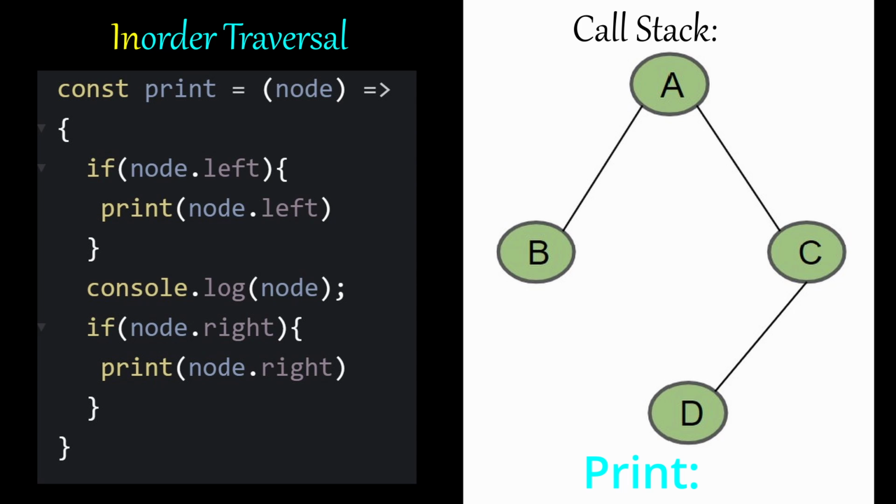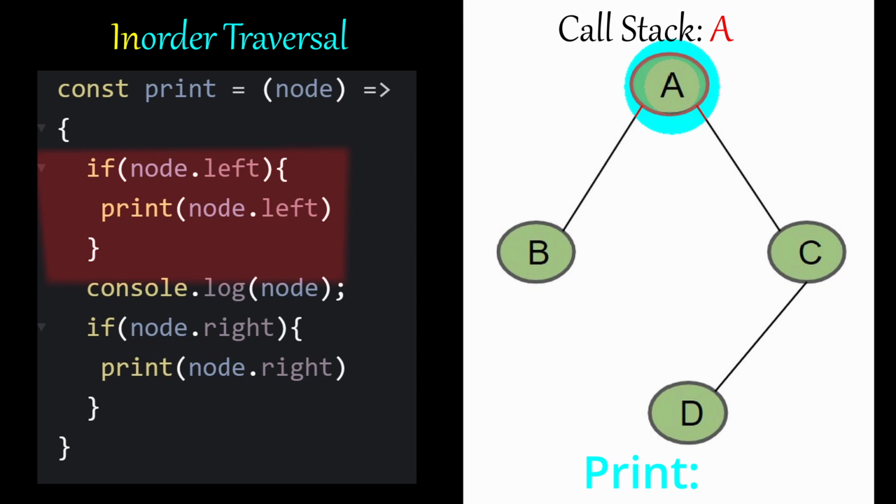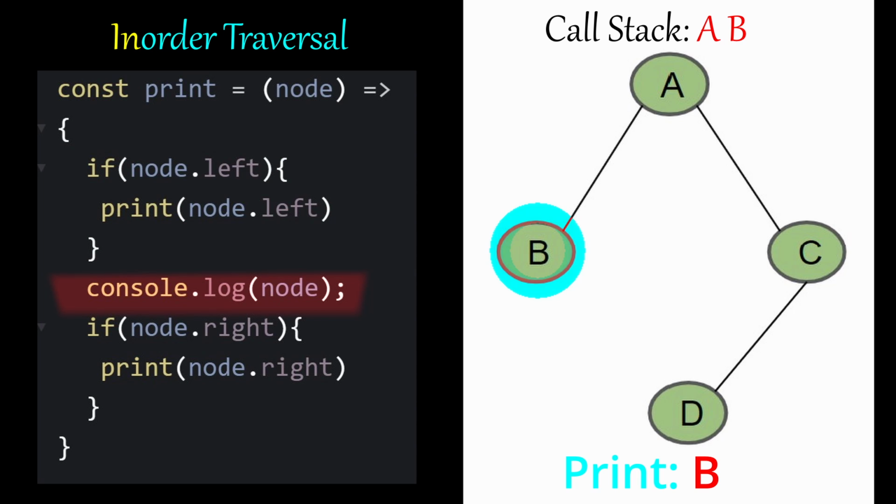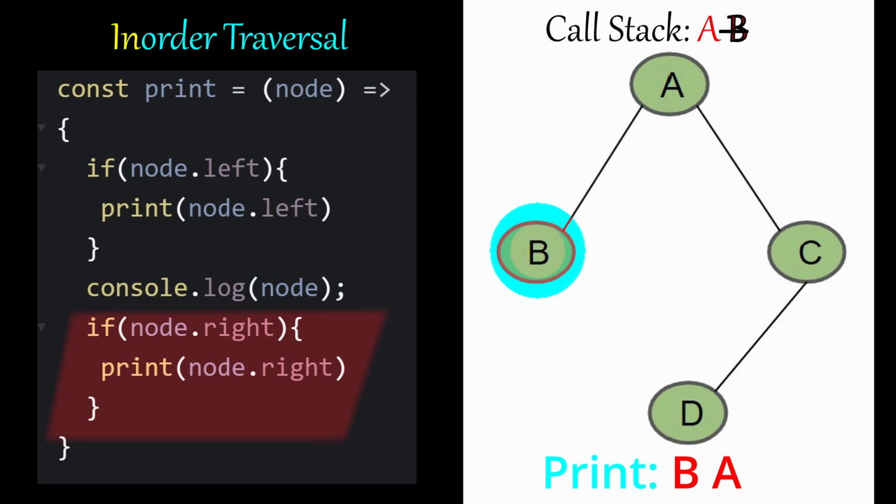We also begin with the root node A. We call the function on the left child of node A if it exists. The left child of node A is B, so we call the function on the left child of node B if it exists. Node B has no left child, so we move on to print node B and call this function on its right child if it exists. Node B has no right child, so we move on to print node A and then call the function on the right child of node A if it exists.